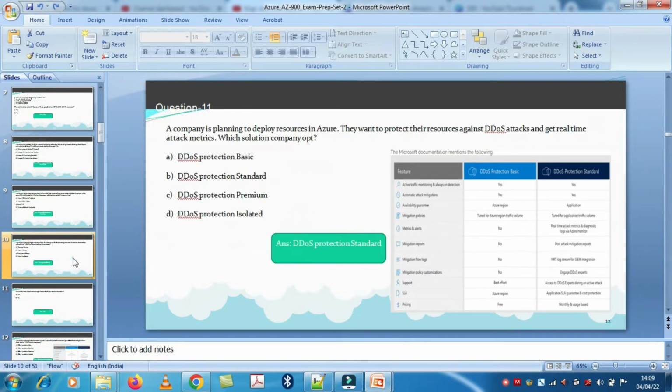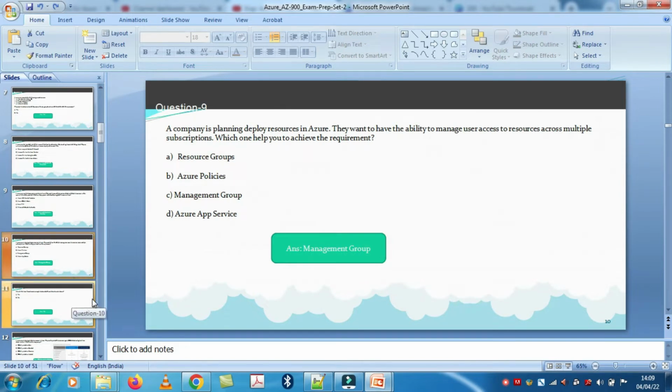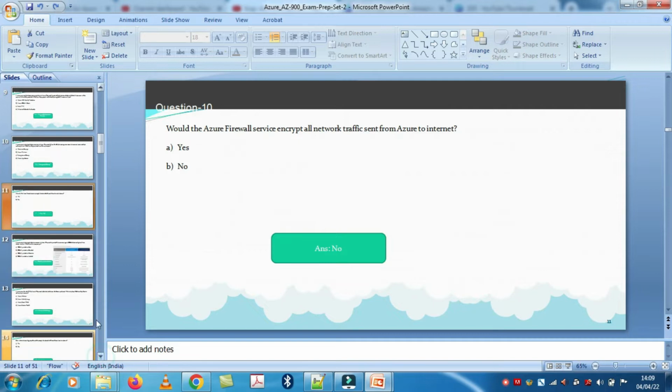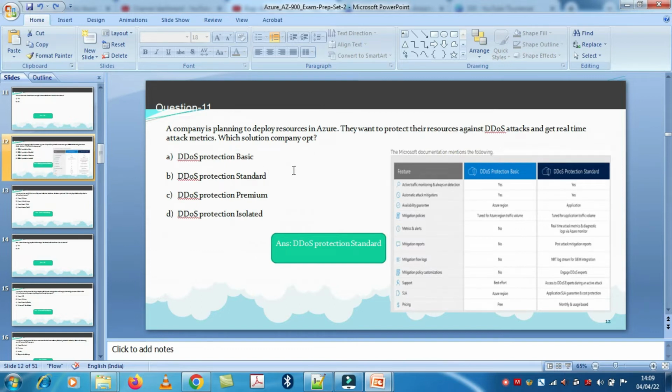Okay, so what was the previous question? This one, management group, and then this one, and then finally we came to question number 11. A company is planning to deploy resources in Azure. They want to protect their resources against DDoS attacks. In earlier questions we have seen there are different types of attacks, like the built-in sensor attack, for which we have Microsoft Defender in place. But here the company wants to protect their resources against DDoS, that is distributed denial of service, if you have heard of it, and get real-time attack metrics.